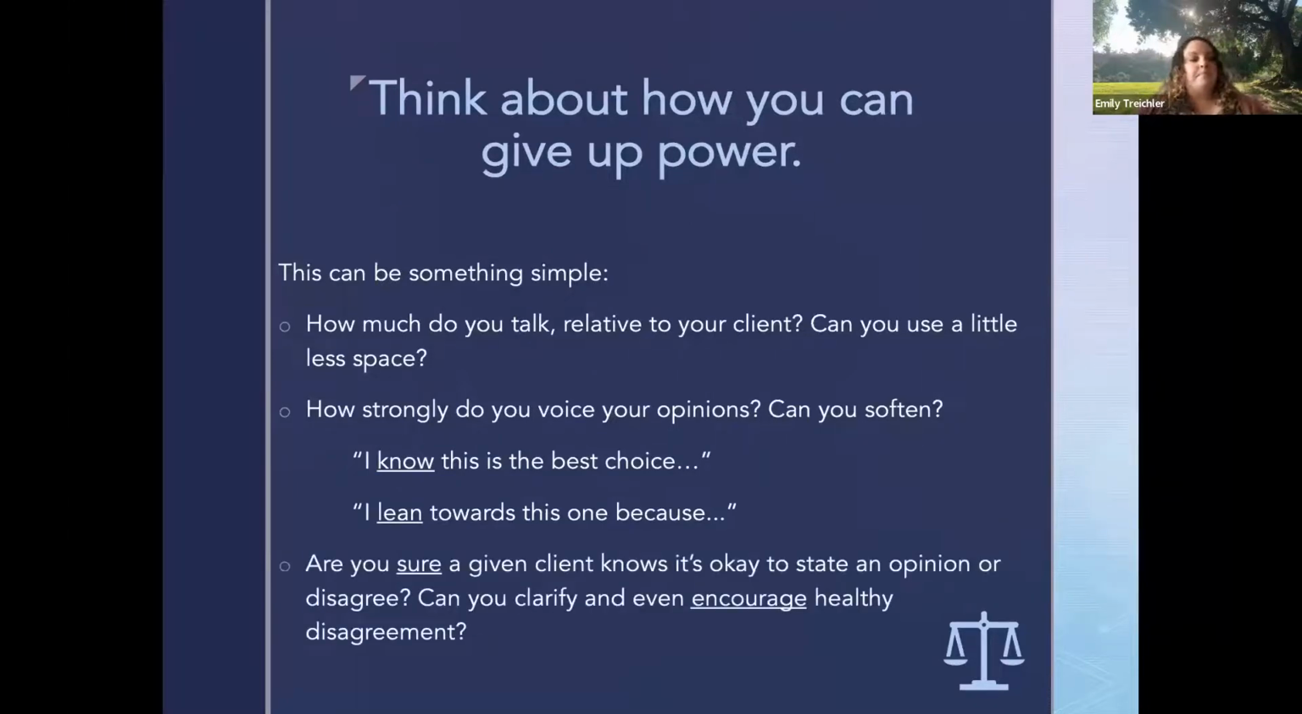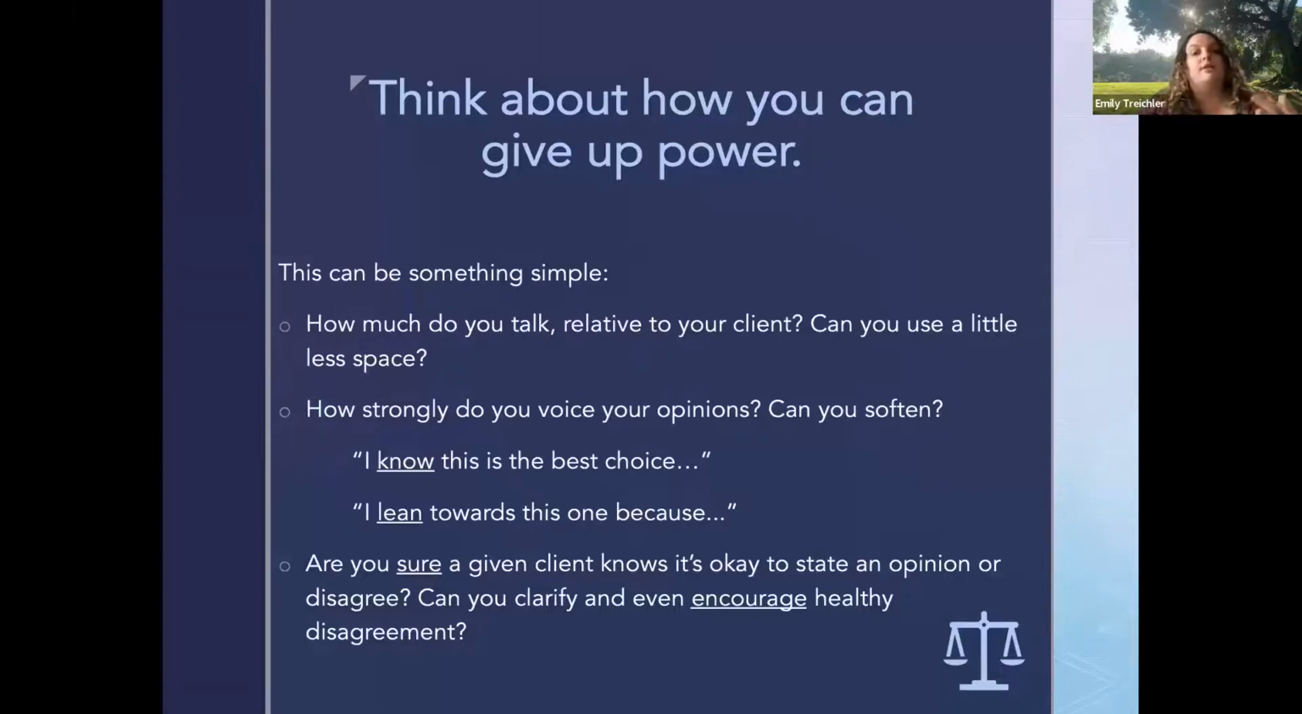And kind of relatedly, we really need to make sure our client is comfortable with stating opinions. Do they believe it's okay? Do they know it's okay to state an opinion or to disagree with us? And how can we encourage that? Again, some clients are really good at speaking up and disagreeing. And this comment isn't so much about them.